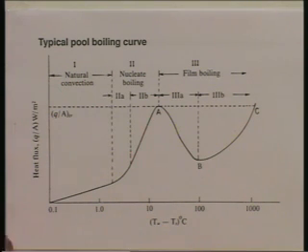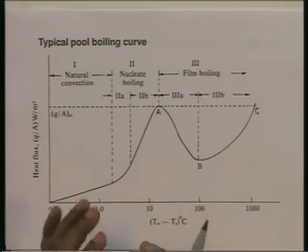Now, the curve that we have got is called the pool boiling curve. It is a typical curve first generated by the Japanese scientist Nukiyama, I think in 1934, and it is a curve that has been very widely studied. Now, let us break it up into regions.